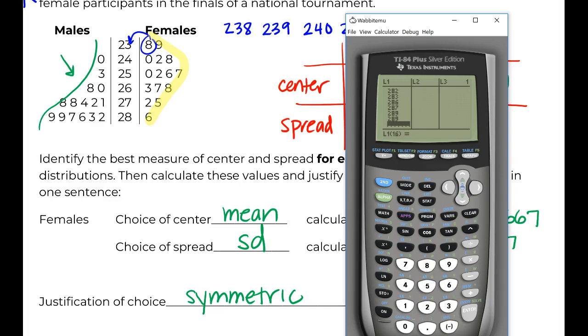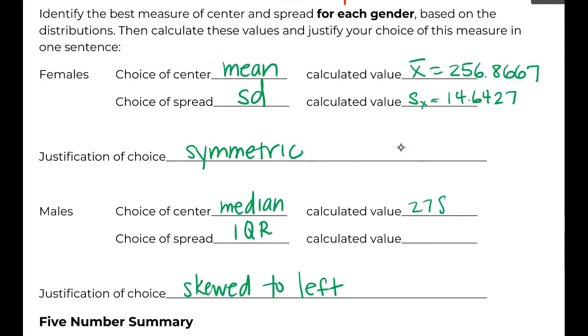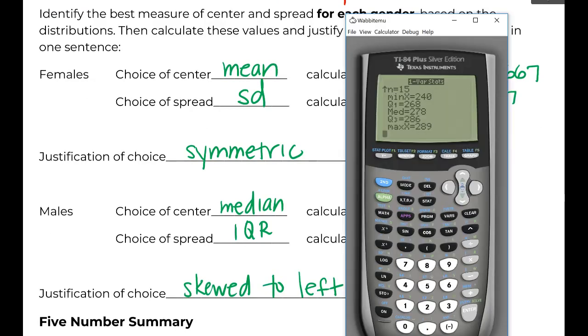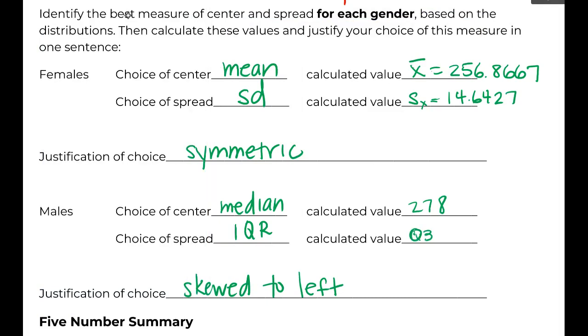All right, so 20 minutes later, I have entered all of the male data, and now I'm just going to go back to stat, over to calculate, still one variable stats. And just don't forget that you scroll down and you're going to get all the information you want for skewed data. So we can see here our median was 278. And our IQR, we have to calculate as Q3 minus Q1, which looked like it was 286 minus 268, but I will confirm.